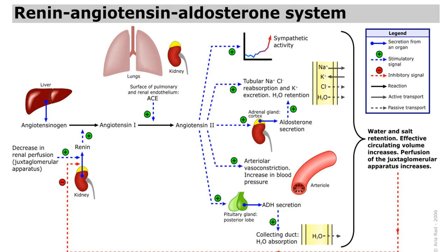Here you can see the renin-angiotensin-aldosterone system. Please pay attention to this. Well, let's start from the left side of this slide. At first, a decrease in renal perfusion activates the juxtaglomerular apparatus and it produces renin. Renin is released into the blood and circulates, and renin can convert angiotensinogen, which is produced by the liver, to angiotensin 1. Angiotensin 1 is an inactive form.